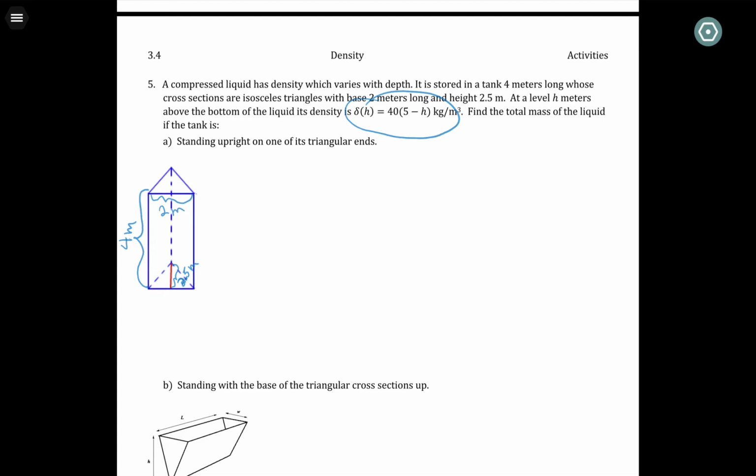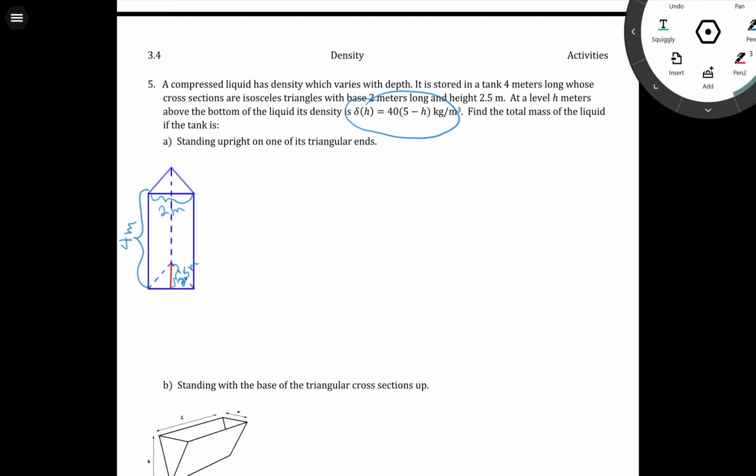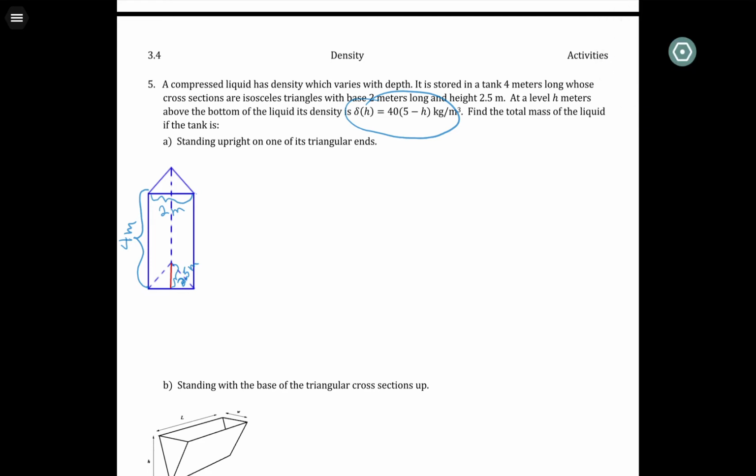What we're trying to do now is say if there are 40 times 5 minus h kilograms per cubic meter at a height h meters from the bottom of the tank, can we add up all of those kilograms and find the total mass? Okay, so not uniform density, which means we do have to think about slicing. Because the density is a function of the distance from the bottom of the tank, that's the way we need to slice. We need to make a slice so that everything is about the same distance from the bottom of the tank. So this is going to need to be a horizontal slice that we're making.